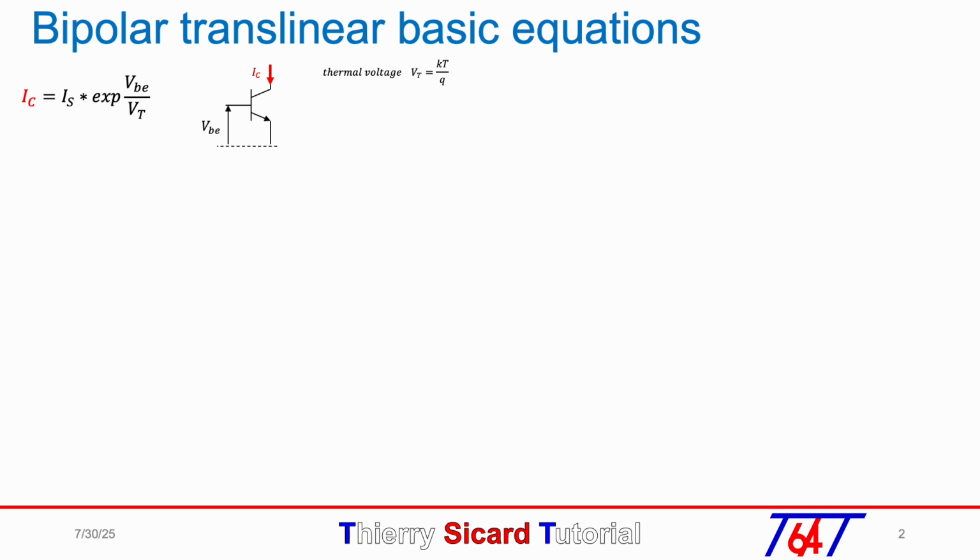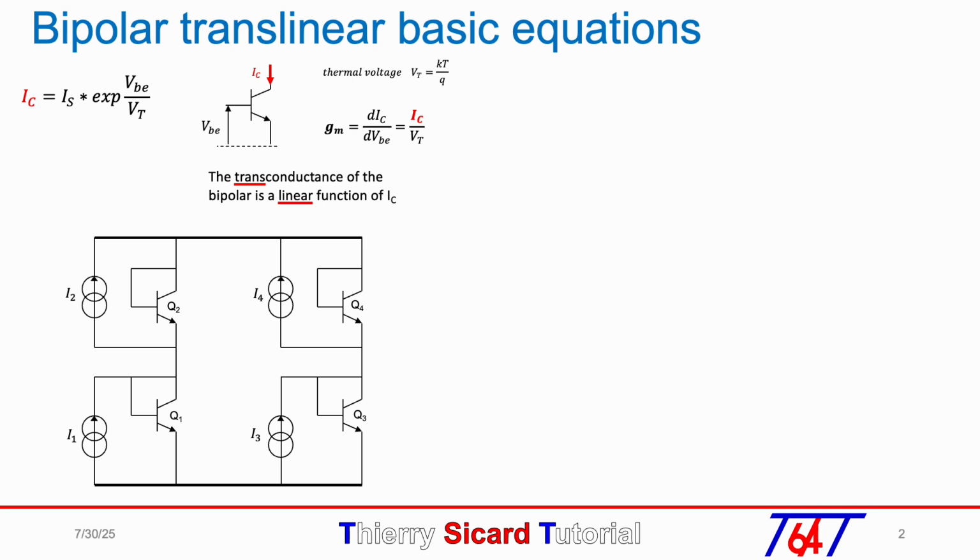is the electron charge. The transconductance gm is a linear function of IC, hence the name translinear circuit. In this circuit, the four bipolar transistors Q1, Q2, Q3, and Q4 are connected as diodes, and each is biased with their own bias current I1, I2, I3, and I4. From the current equation IC, we can write VBE equals VT log IC over IS.